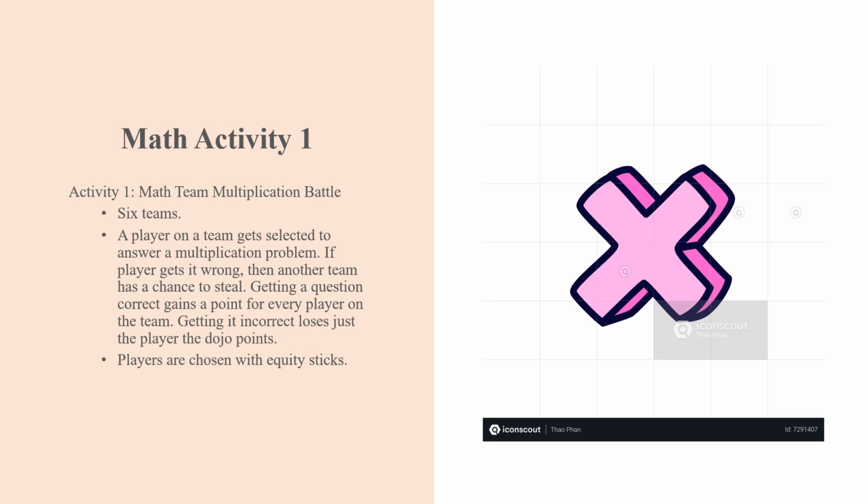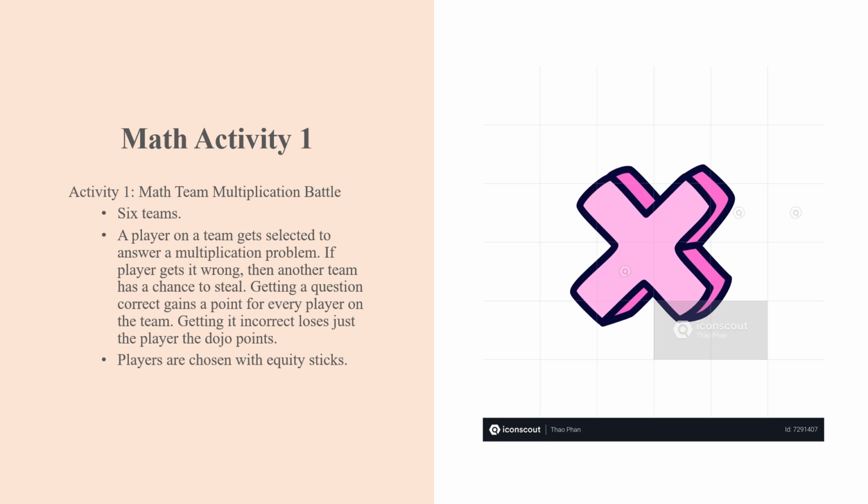Lastly, the players are chosen with equity sticks. I have a jar of equity sticks from which I pick the players, and this is to ensure that each player has an equal chance of getting selected. Furthermore, if multiple players in a row were selected from the same team, I would put the stick back and then reselect to draw players from another team. This is to give each team equal chances of being selected.